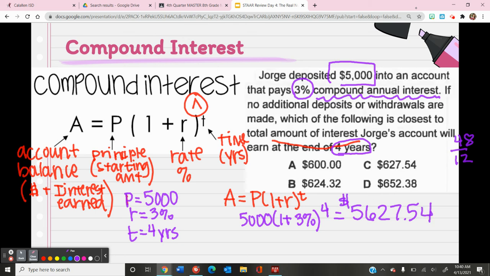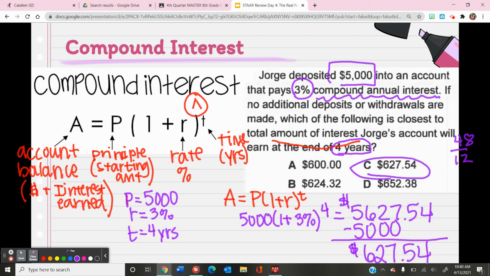But again, my question was just asking for interest. My account balance includes my starting amount plus the amount of interest that the account has earned. So if I just want to find the interest, I want to find the difference between my ending amount and my starting amount, so I'm going to subtract 5,000. When I subtract 5,000, I get $627.54, which means that C is my answer.